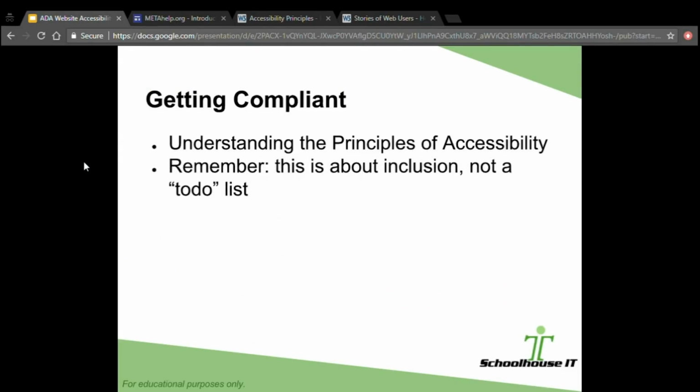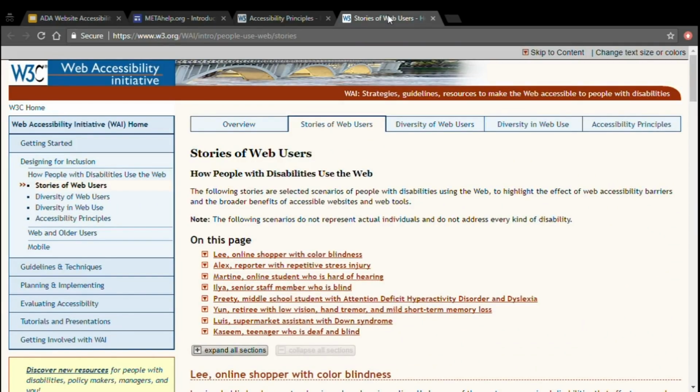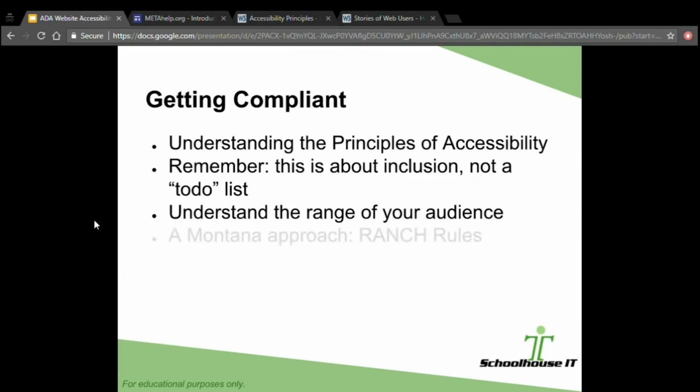Remember, this is not a to-do list. These principles should help inform every decision we make about content and presentation. It can also help to understand the wide range of abilities our audience may have. There are some resources available through the WAI to help us appreciate how disabilities impact the browsing experience of some people with disabilities. To help make these rules easier to apply, Meta has developed what we call the Ranch Rules. The Ranch Rules try to boil down the principles of accessibility into more action-oriented steps to help school districts make good content choices.